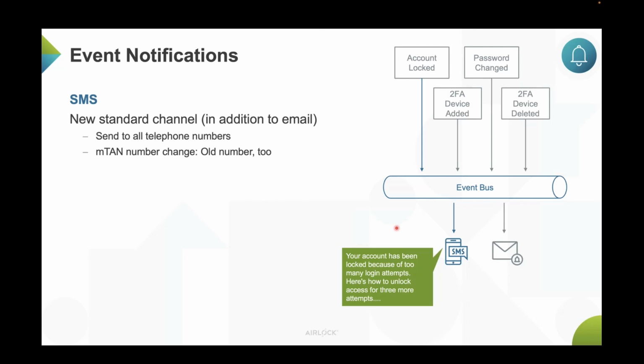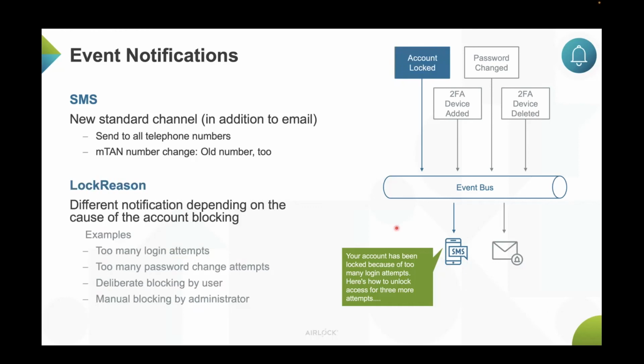Now, we've improved that feature set in IAM 7.7 by adding SMS as a new standard channel in addition to email. So you can decide now if you want to send SMS messages or email messages. And the SMS feature is implemented so that it sends to all phone numbers that are configured on the user. Normally, we would expect most users to only have one phone number, but if multiples are configured, then all the phone numbers will receive the same message simultaneously. In case of an MTOM number change, this is a special case. There we will send it to all the numbers, including the old phone number.